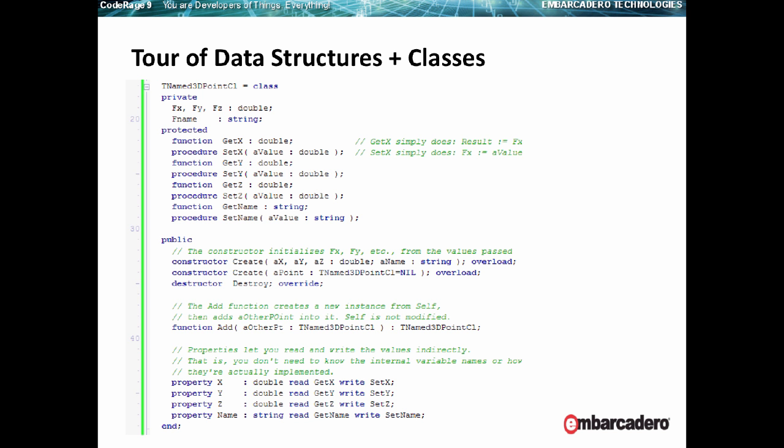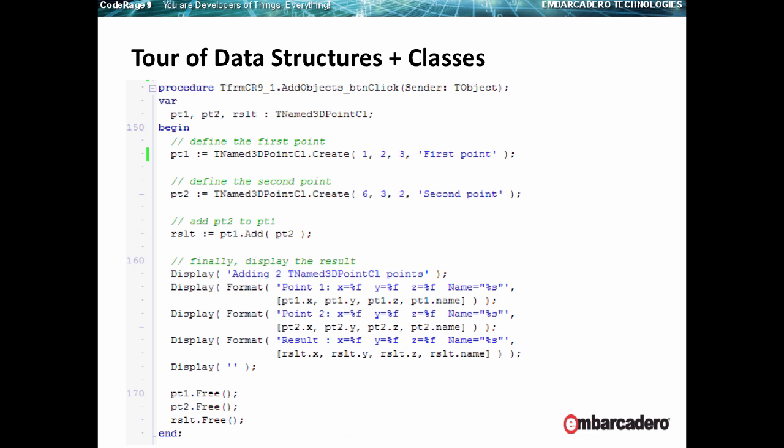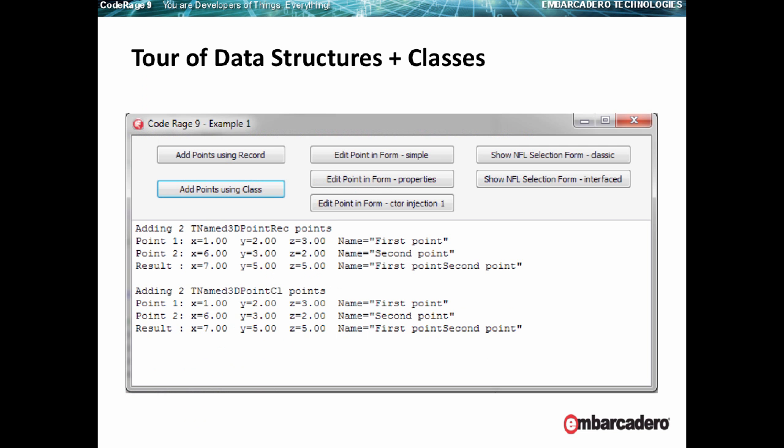And we've got the destructor. Then we have an add function, which creates a new instance from self, then adds the other point into it. Self is not modified. So we look at the on-click handler. We declare 3 instances of name3d.cl, create the first one, create the second one, add the second to the first one, get our result, and display the results. Then we free them all.